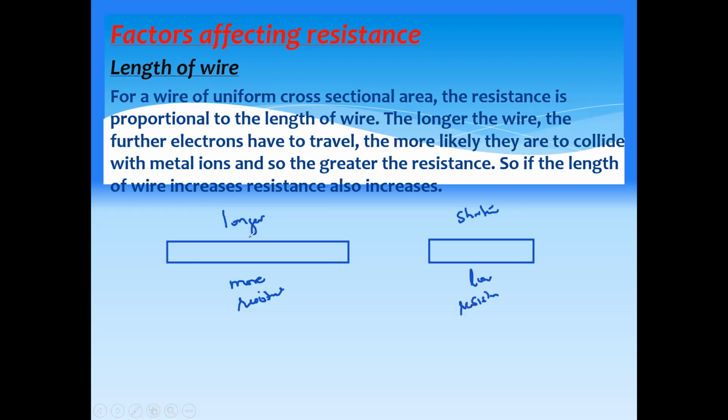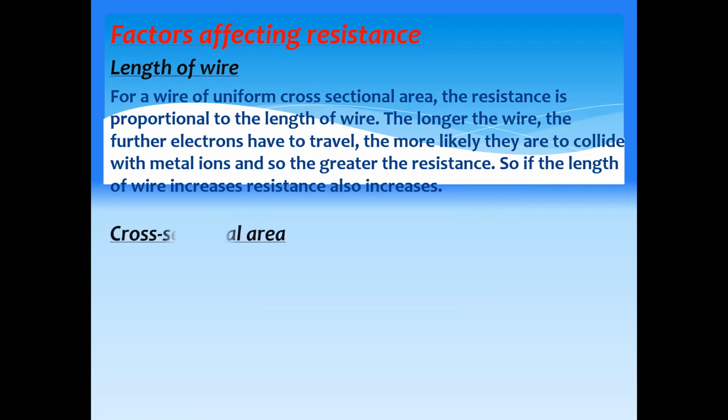What is the reason for that? Because in a longer wire, when the charges have to move through a long distance, they will collide with more particles, so that's why they find it difficult to move. But in a shorter wire, few particles are there to stop them, so they're able to flow easily. So if we want to increase the resistance, we increase the length of the wire. If we want to decrease the resistance, we reduce the length of the wire.